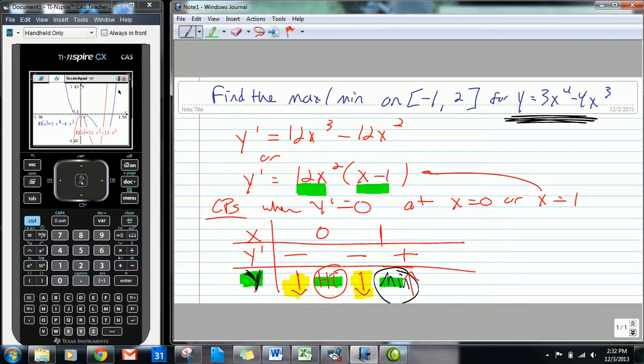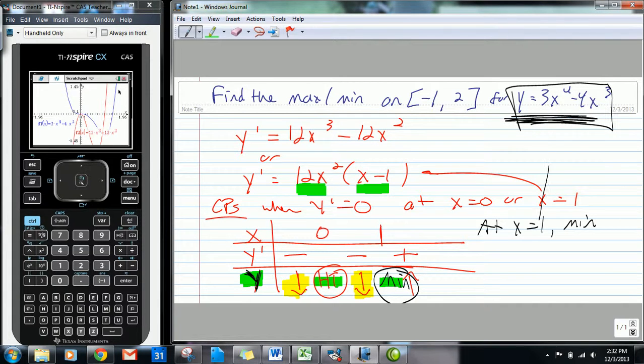Here's the calculus that supports that. To find our minimum value, all I know is that at x is 1, there's a minimum value. So how do I find it? That's right, I plug it back into the original function that I'm trying to analyze.